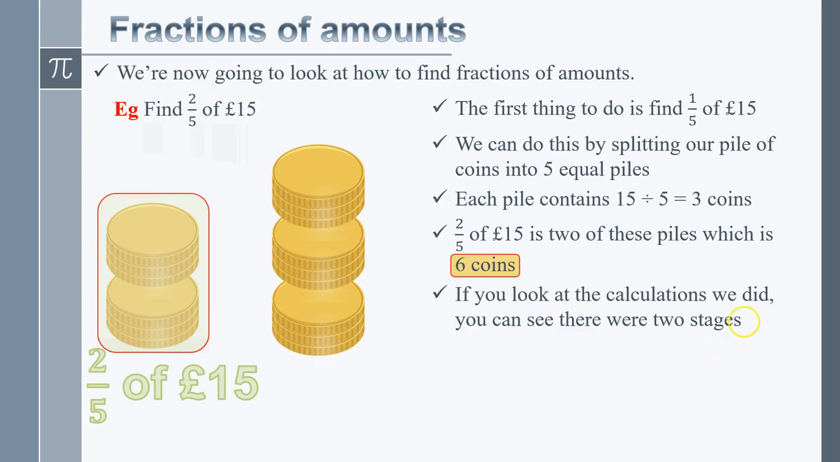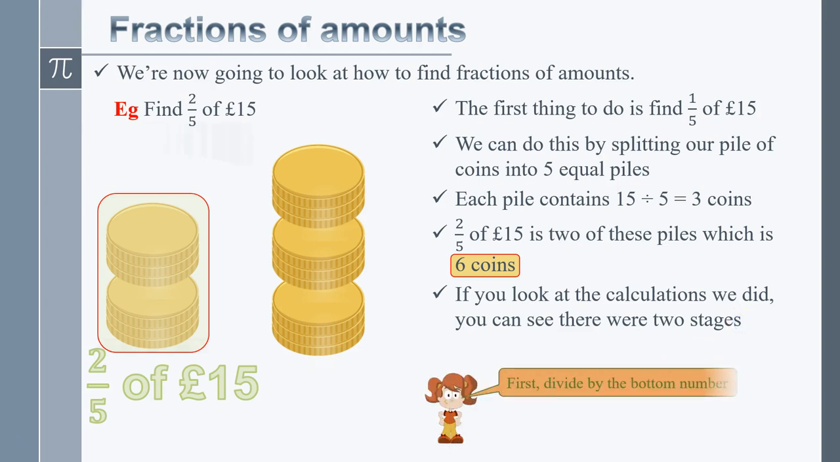If you have a look at the 2 things that we did, the first thing we did was take our amount, which was 15, and divide it by the bottom number. So we did a divide by 5 to figure out how many were in each pile. And then, if I know how many are in each pile, in this case I wanted 2 piles, so what I then did was times it by the top number. So that process of divide by the bottom number and then follow that with a times by the top number is how we're going to work out fractions of amounts.